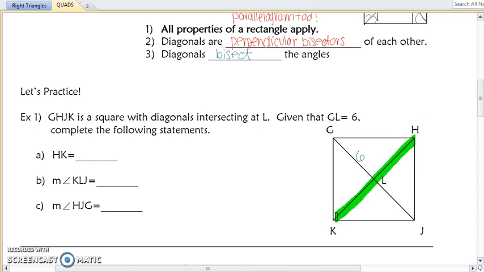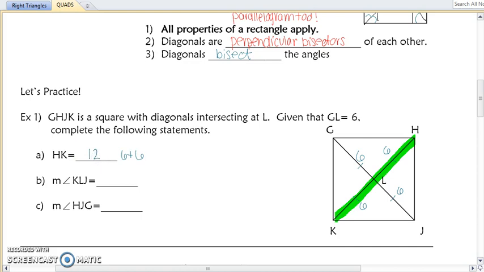There's our diagonal. So to find this measure, we can put in some tick marks, which I think will be really helpful. We know that the diagonals are perpendicular bisectors of each other, so GL is congruent to every other part of the diagonal. So HL will have the same measure as GL. Same thing with JL, same thing with KL. So HK has a measure of 6 plus 6, which is 12.